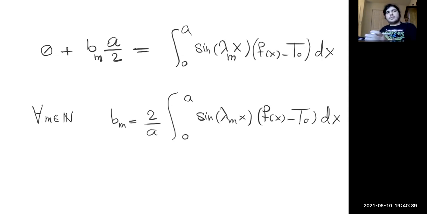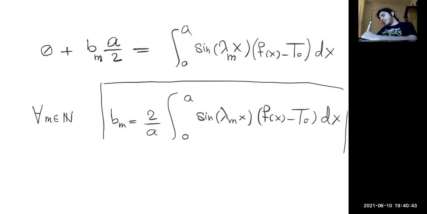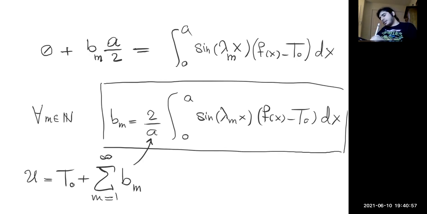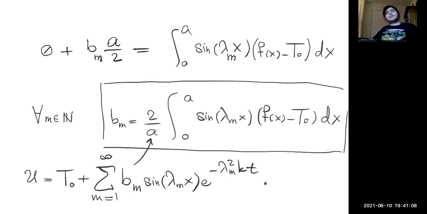Now we have the solution to our equation. So we know what the values of bm are. Then u would be equal to t naught plus the sum of bm, let's show it with m goes from 1 to infinity, where bm is this thing up here, sine of lambda m x, where we know what lambda m is, e to the minus lambda m squared k t. This is the solution to the equation. Here we have it.